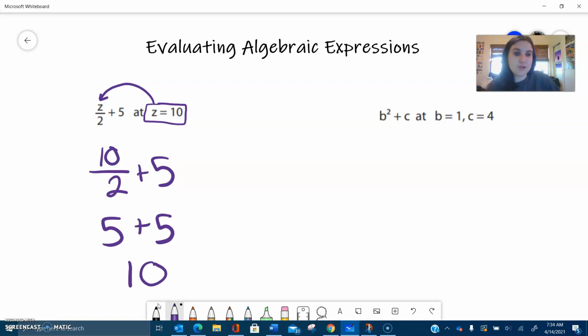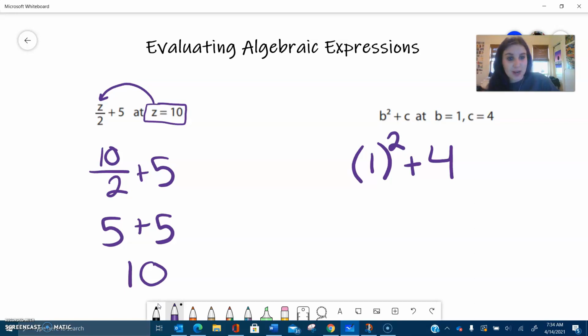The next one, I have two values to substitute, b equals 1 and c equals 4. So b squared plus c, and we're going to let b equal 1. So I'm going to substitute the b for a 1, and it kind of helps to write things in parentheses just so you know what you're substituting. And then plus c. So I'm given that c equals 4, so instead of writing c, I'm going to write a 4. Now we just simplify from here.